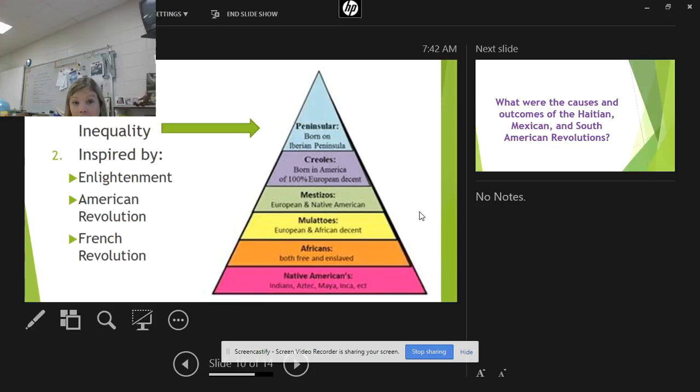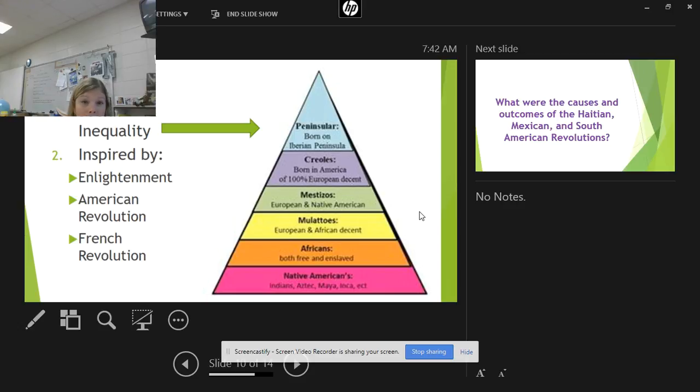Now, we don't have estates in Latin America. Remember, it's mostly based on where you were born. So you guys have seen this triangle before. Remember, if you were a peninsulare, meaning you were born on the Iberian Peninsula, either in Portugal or Spain, that meant you had all of the power. You controlled the land, you controlled the government in Latin America, and this is the Caribbean, Central, and South America. Below them are going to be the Creoles. They were 100% European, but they were born in America.